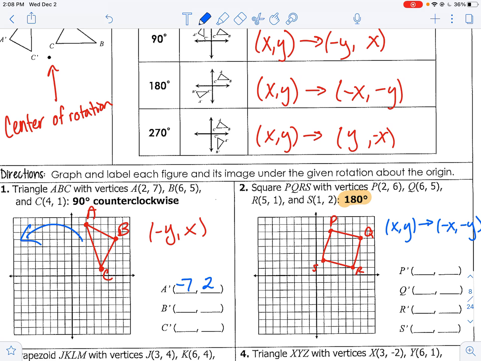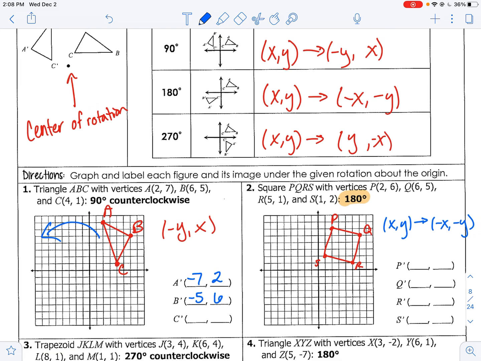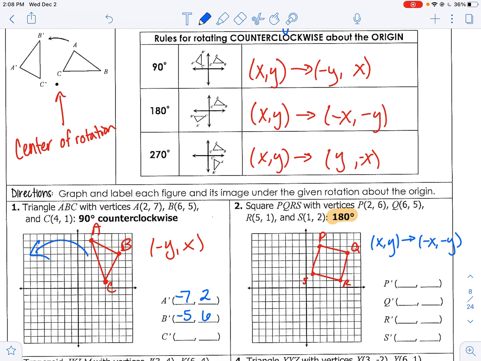B prime, negative y is negative 5, 6. Why don't you try C prime? What would negative y, x be? That would be negative 1, 4. And I'm going to graph this. So while I am graphing this, why don't you look at the rule in 2, xy goes to negative x, negative y. And we're going to do a 180-degree rotation. Use that rule to find your image, P prime, Q prime, and so forth.